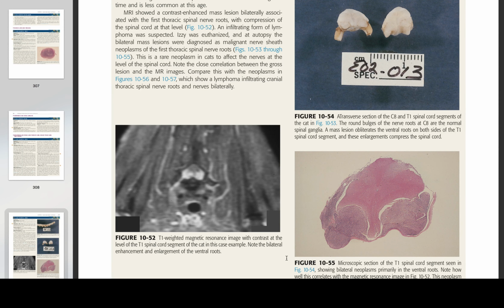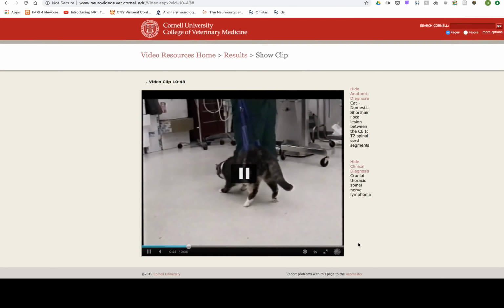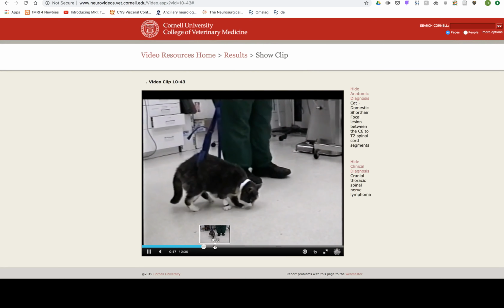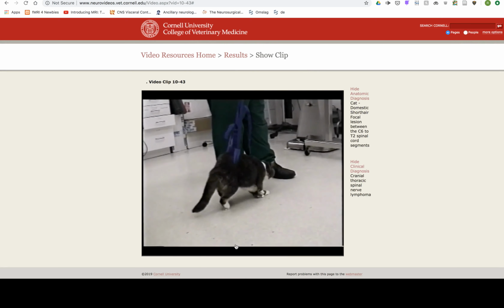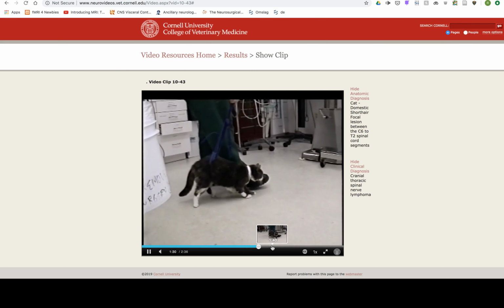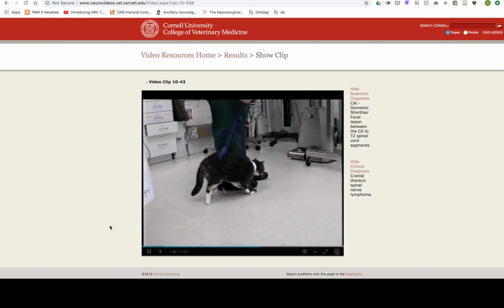Izzy was euthanized, and at autopsy the bilateral mass lesions were diagnosed as malignant nerve sheath neoplasms of the first thoracic spinal nerve roots, Figures 10-53 through 10-55. This is a rare neoplasm in cats to affect the nerves at the level of the spinal cord. Note the close correlation between the gross lesion and the MR images. Compare this with the neoplasms in Figures 10-56 and 10-57, which show a lymphoma infiltrating cranial thoracic spinal nerve roots and nerves bilaterally.